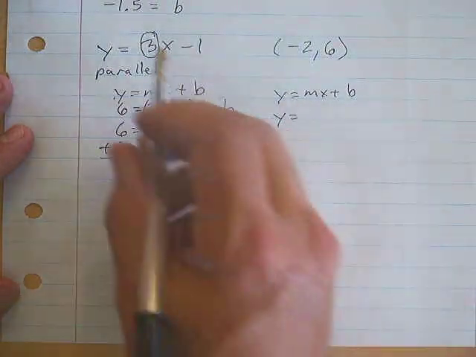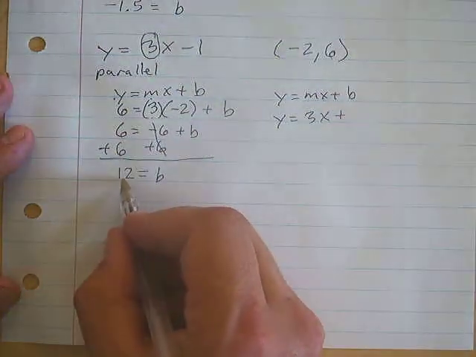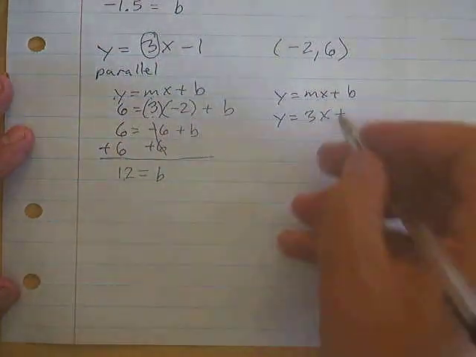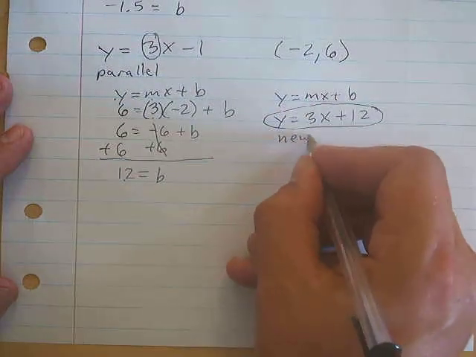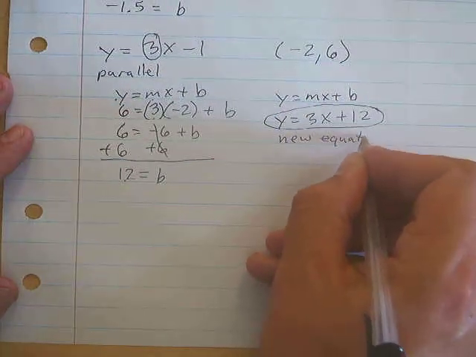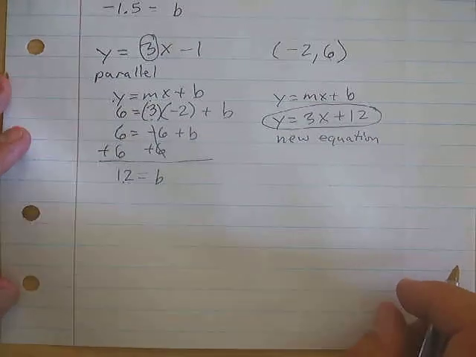So my new equation, this is the form y equals mx plus b. Y equals, our slope was 3, plus our b, or our y-intercept, was 12. So this is our new equation.